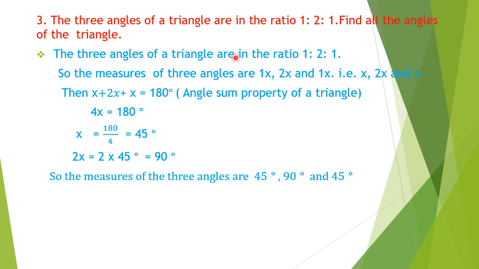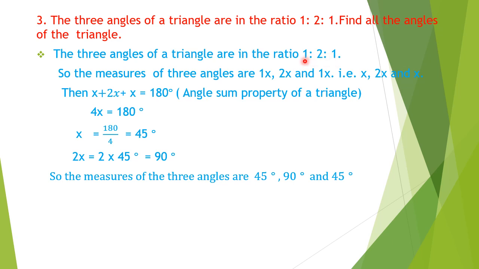Okay. If we have ratio, we can write next step as the measures of the three angles are. With the ratio, you are taking x. 1 is given, so 1x. 2 is the next number in the ratio, so we write 2x. And the third number is 1. So, we are writing again 1x. So, if we have ratio 1:2:1, we write as 1x, 2x, 1x.